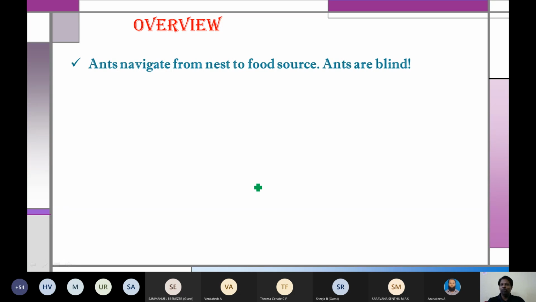So now let me come to the overview of ant colony. What I was saying was just an analogy. Now we'll see with respect to ant colony. What exactly happens is that ants will navigate from the nest to the food source. Ants have a nest, right? You can see ant nests everywhere, in every home. Then they go for the food source. But keep in mind that ants are blind.